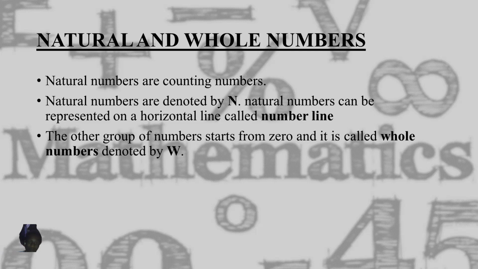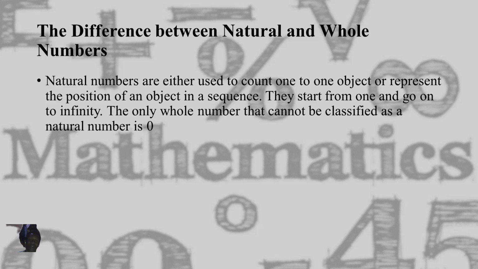And then the group of numbers that starts from 0 is called whole numbers, and they are denoted by the capital letter W. Then the difference between natural numbers and whole numbers: natural numbers are used either to count objects or to represent the position of an object in a sequence. They start from 1 and go on to infinity, while the only whole number that cannot be classified as a natural number is 0. So the only difference between natural numbers and whole numbers is the 0.